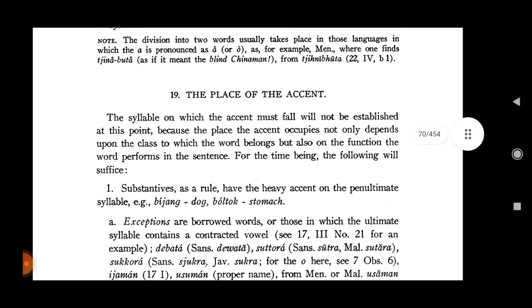Note the division into 2 words usually takes place in those languages in which the R is pronounced as A or O, as for example in Chinabuta, as if it meant the blind Chinaman from Chinabuta.